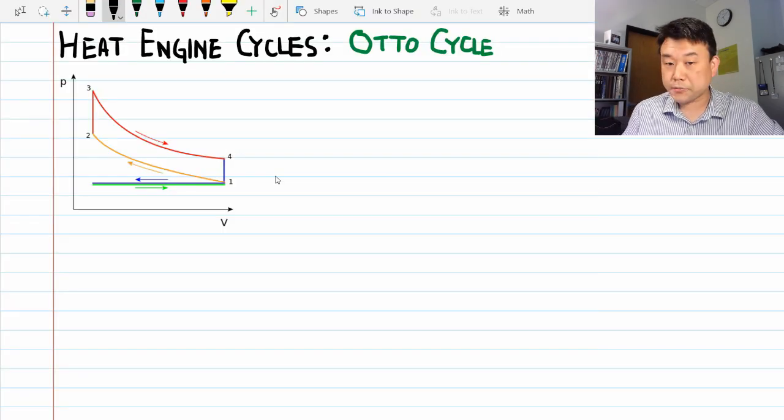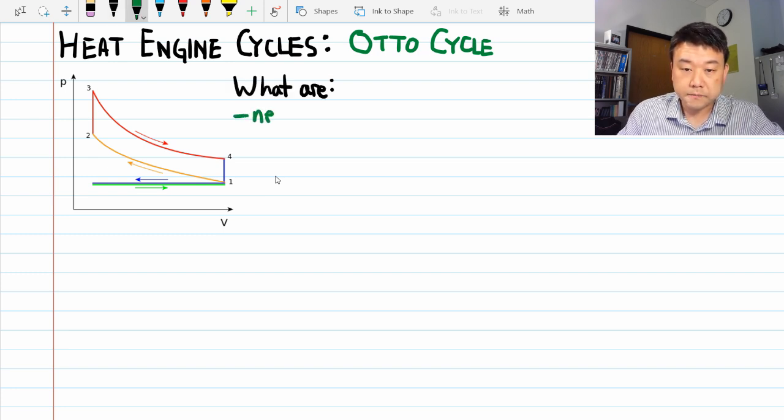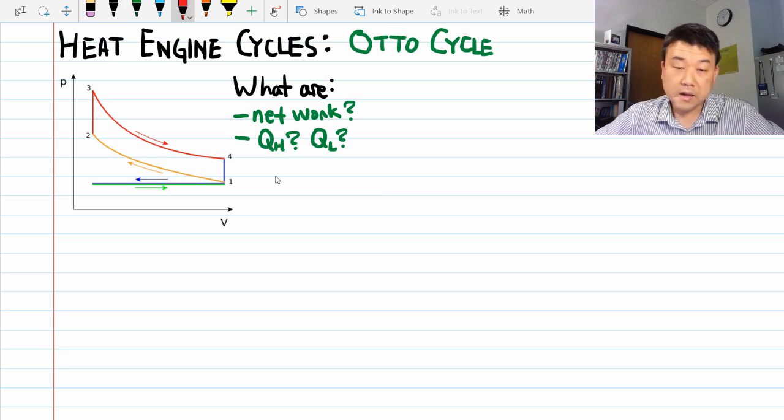Alright, back to our notebook. I copied the PV diagram from the Wikipedia page so that I don't have to redraw it. So we are asking the same questions as before. That is, what are the net work done and the heat transfers. The result for the Otto cycle will be a little bit more complicated, so I'll try to go through this quickly. Let me start by relabeling some of these points.